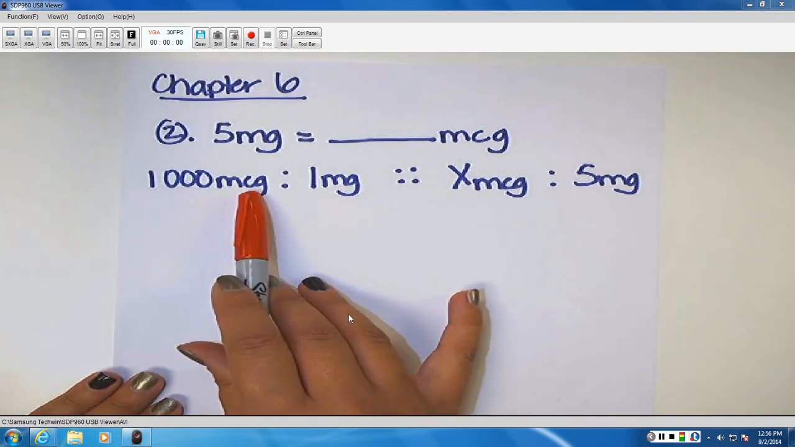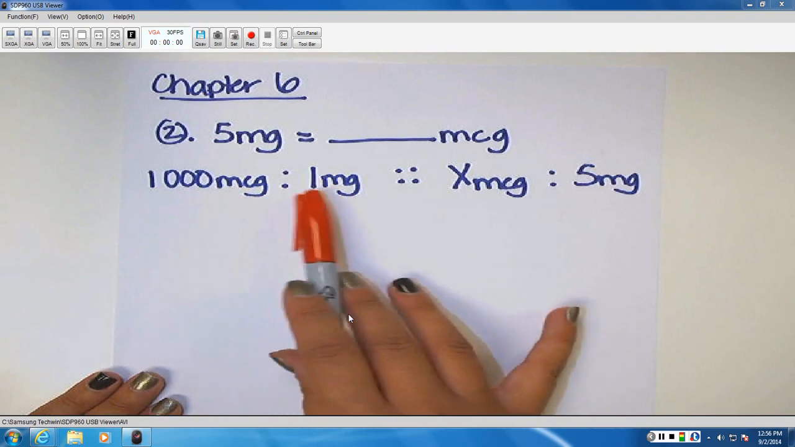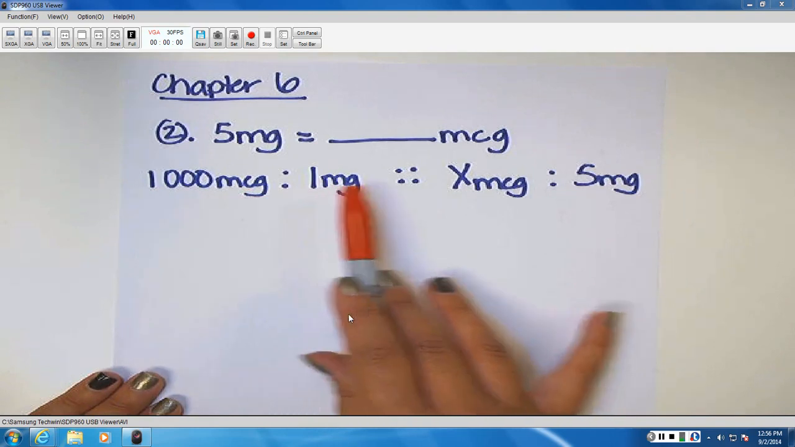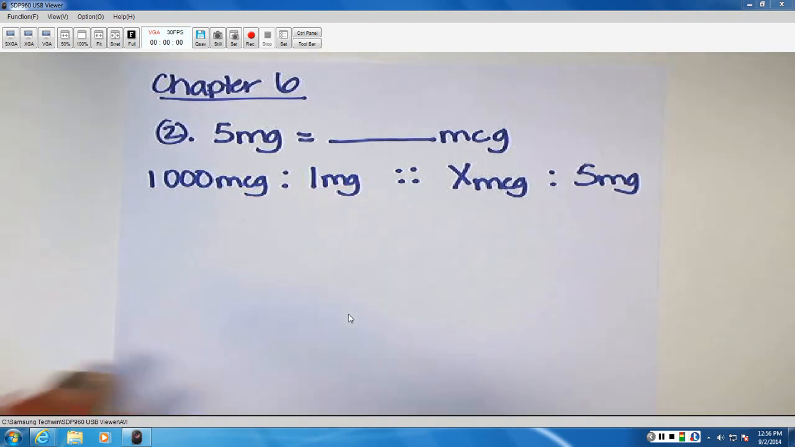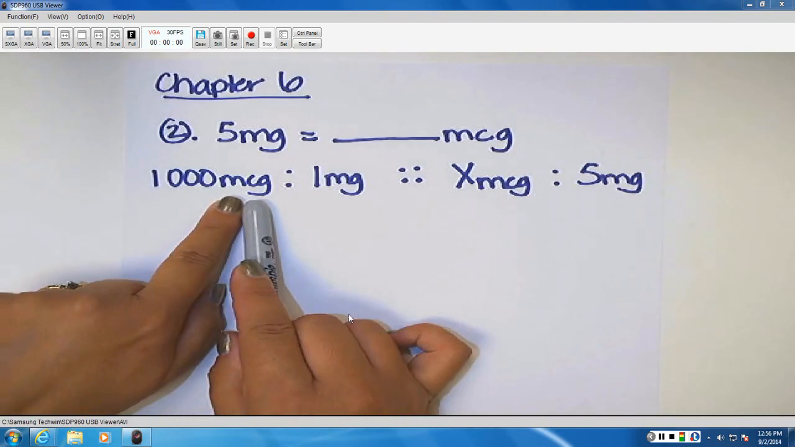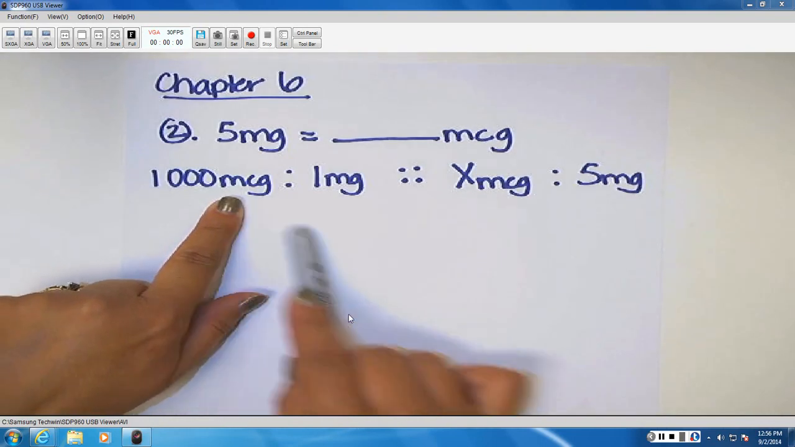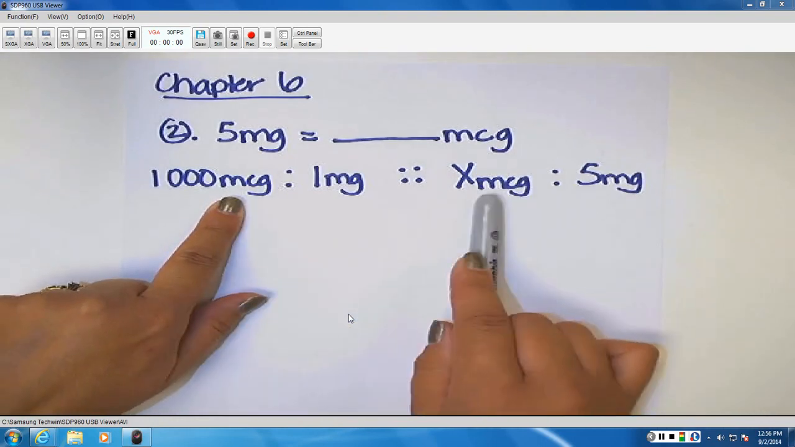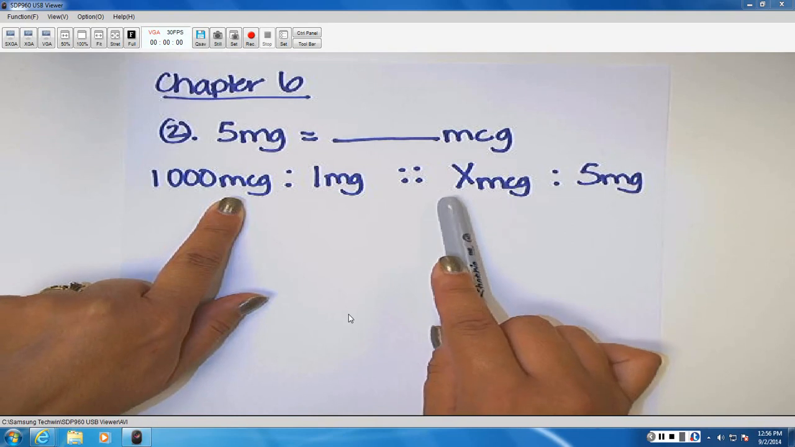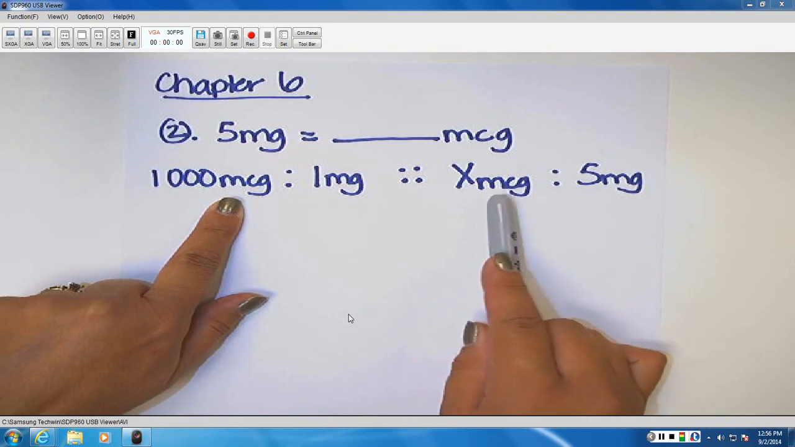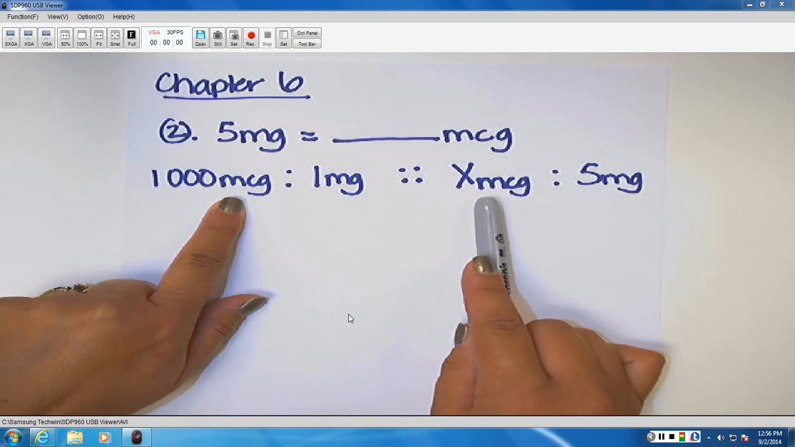1,000 micrograms is to 1 milligram, as X micrograms is to 5 milligrams. Another thing I want to point out is you have to make sure that you set up both sides equally. I have micrograms first over here. That means I have to have micrograms listed first over here. And then I have milligrams.